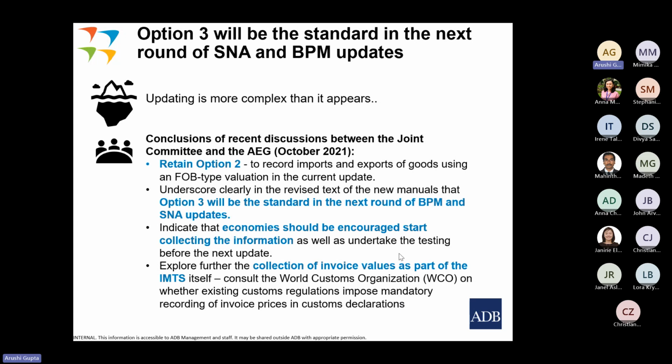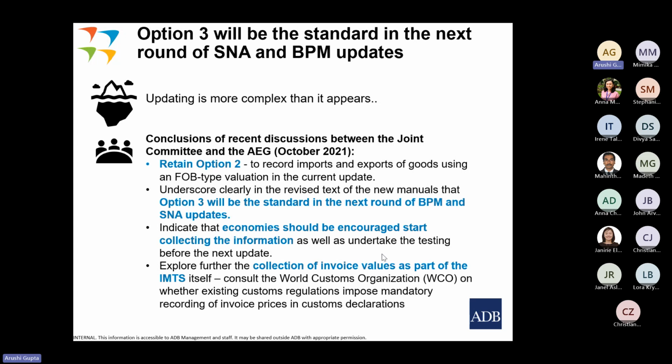The Joint Committee and the Advisory Expert Group convened in October 2021 to discuss this issue and concluded that for the purpose of the 2025 SNA update, option two, that is continuing the valuation of exports and imports of goods on an FOB basis, should be retained.